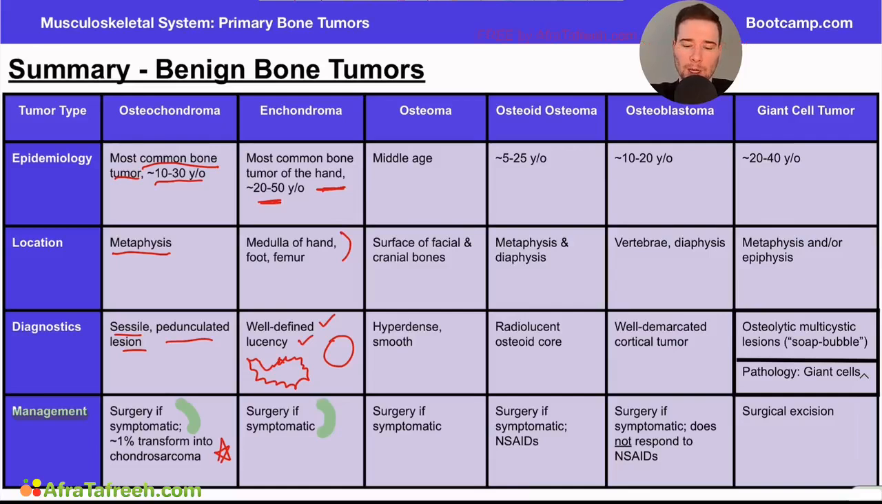The next one that we talked about was going to be the osteoma. The osteoma is most likely to occur in middle age. It's often going to be found on facial or cranial bones, which again is kind of unique to some of these other ones that we talked about.